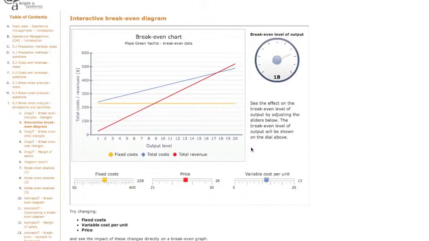So all three variables are very integrated with each other, and all three variables affect the other two variables as well.